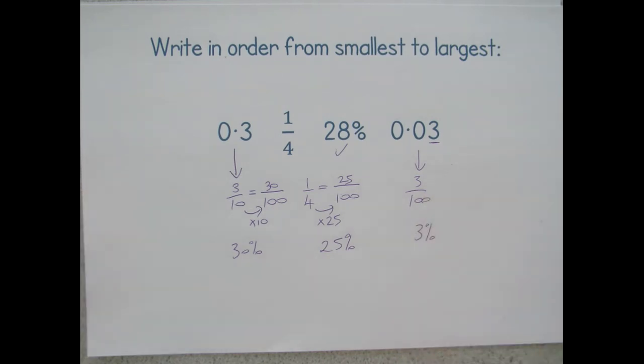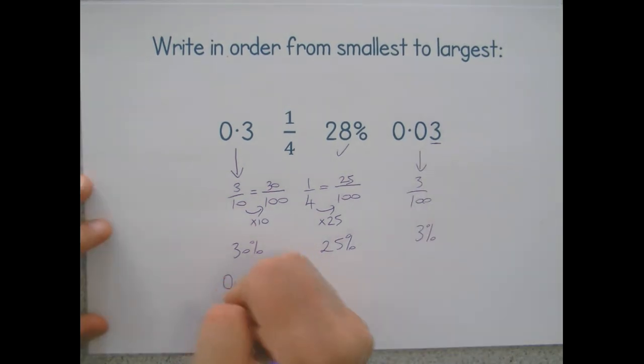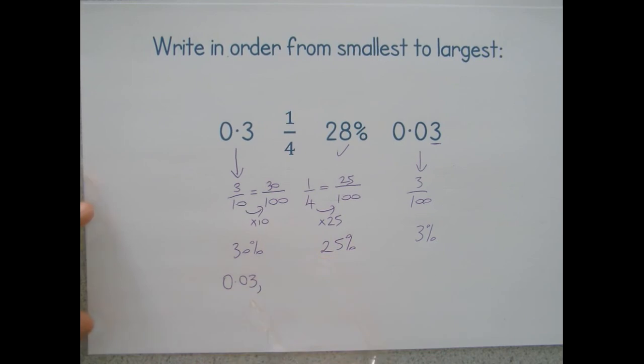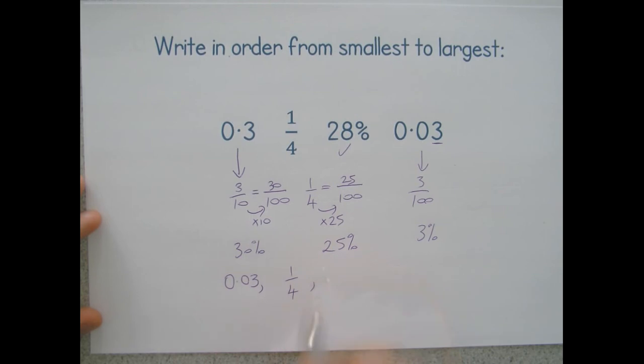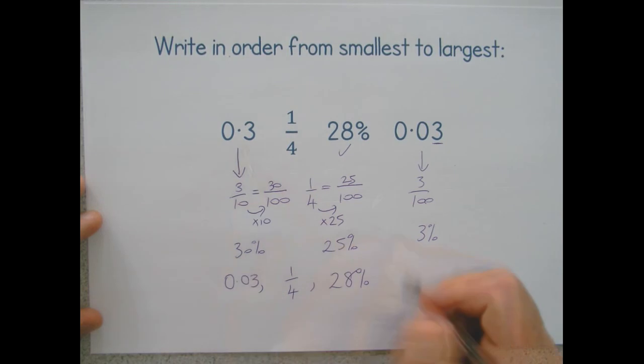Now in terms of the smallest, you can see 3% is the smallest, so 0.03. Then we've got 25%, which is a quarter. Then we've got 28%. And then we've got our 30%, which is the largest, which equates to 0.3.